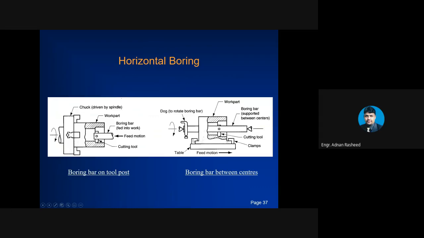So that is a horizontal boring machine, but these are the arrangements. In the first type you have seen that the cutting tool is given feed motion, while here the table is given feed motion and the cutting tool rotates between the centers. So this is the arrangement of a horizontal boring machine.